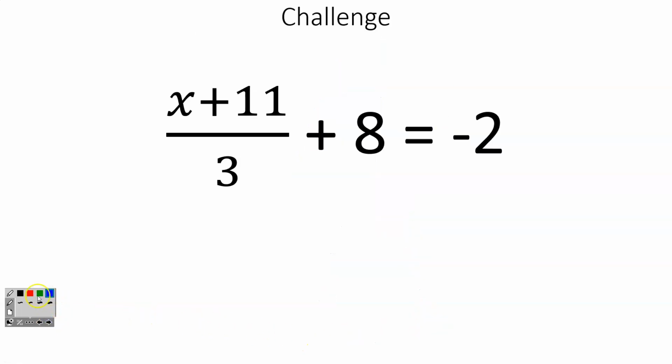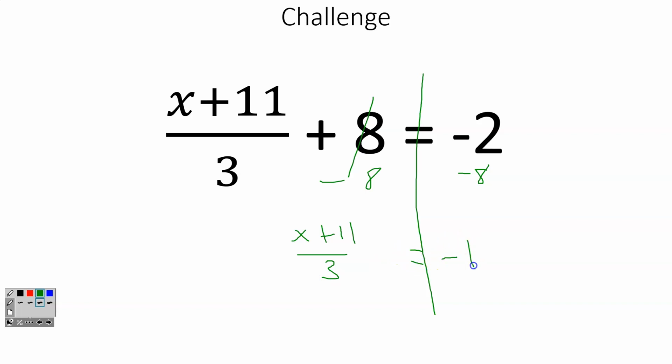Okay, and a little bit of a challenge for you. Draw my fence. So we want to get rid of the term that does not have a variable. Well, here's a term. That whole thing is a term. This is a term. So now we want to get rid of the minus 8 first. So it's going to give me x plus 11 equals a negative 10. There we go. Now we're going to multiply both sides by 3. And I'm going to stop right there. I'm going to see if you guys can finish it on your own now.